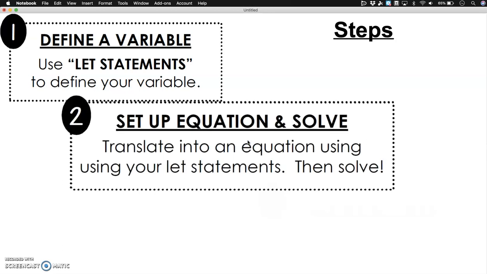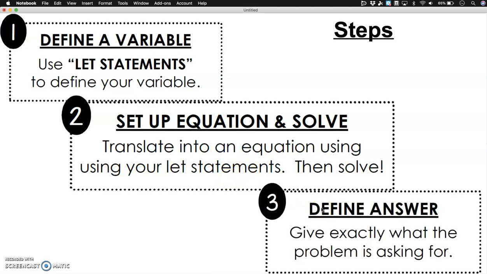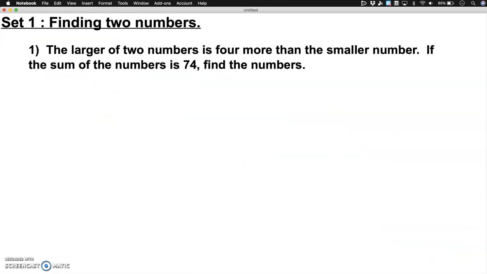Next, we're going to set up the equation and solve. So we're going to translate that word problem into math and then solve it. And then lastly, we're going to define our answer, give exactly what the problem is asking for. As we do this, we're going to have several sets of problems. The first set is finding two numbers.